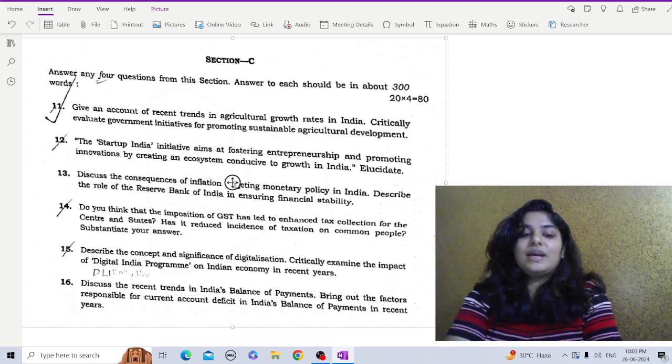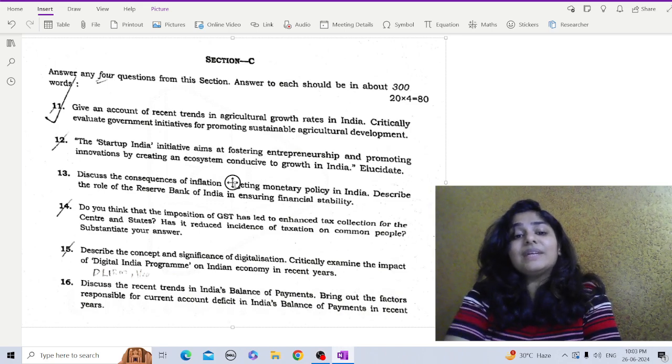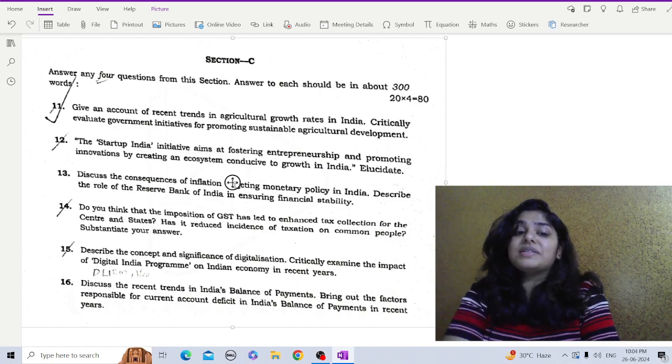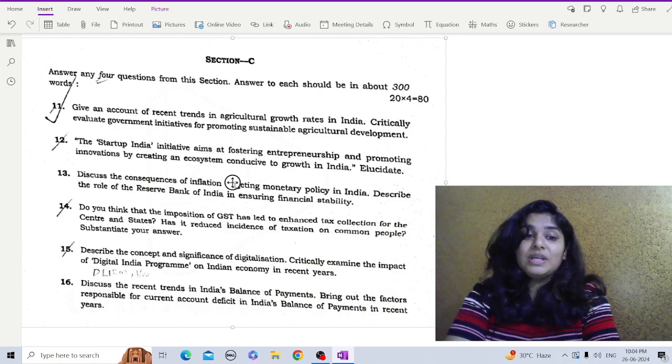Okay, interesting question. So first of all, let us discuss the inflation targeting monetary policy. What is inflation targeting monetary policy used by central banks for maintaining prices? India adopted an inflation targeting framework in 2016 with the RBI setting an inflation target of 4% with a tolerance band of 2% on either side. Okay. So what is the consequence of this?